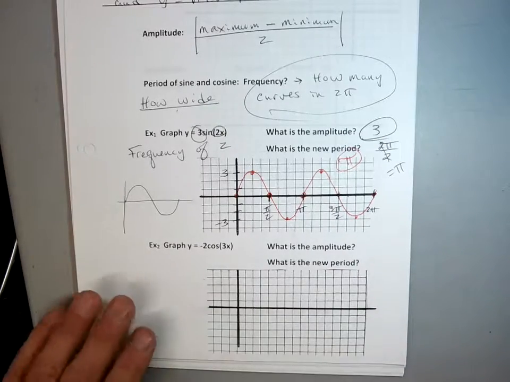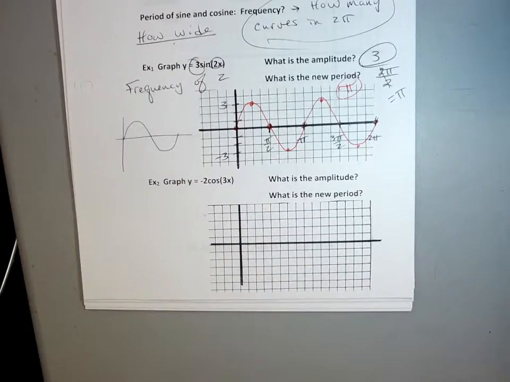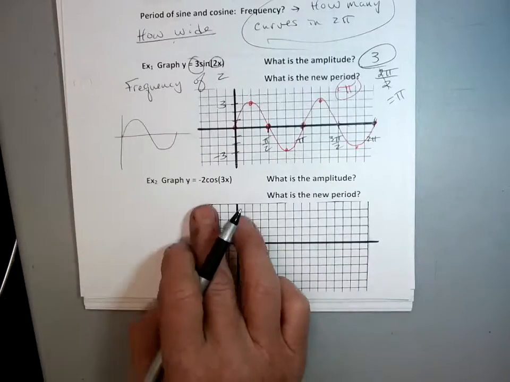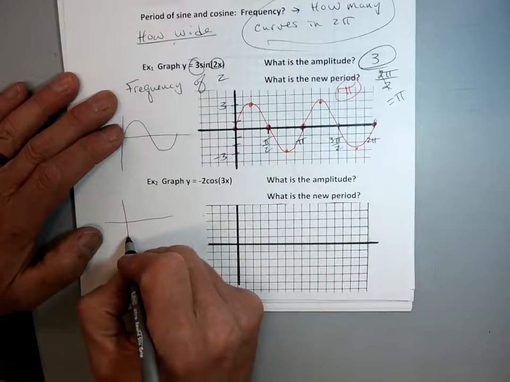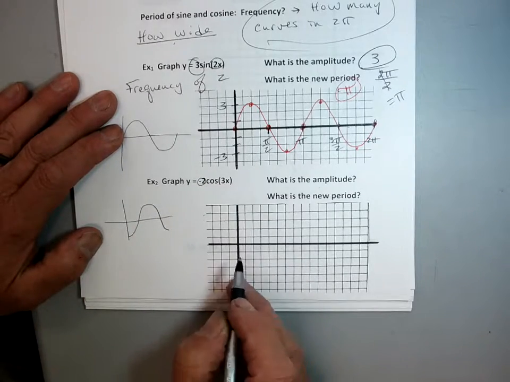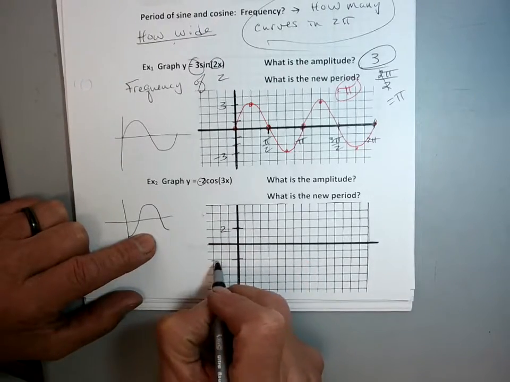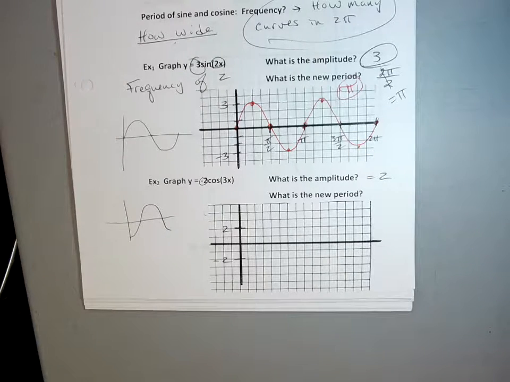Okay, number 2. Well, it's a cosine curve. So it's this shape. It's negative, so it's going to be upside down. So let's see, it's really going to look something like this because of the negative. I know it's going to have an amplitude of 2. So the amplitude is 2, not negative 2, positive 2, because it's the absolute value of it.